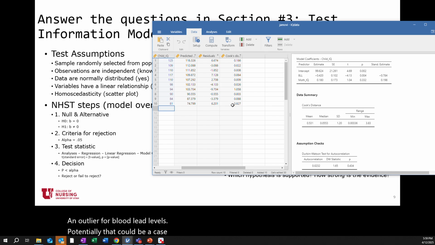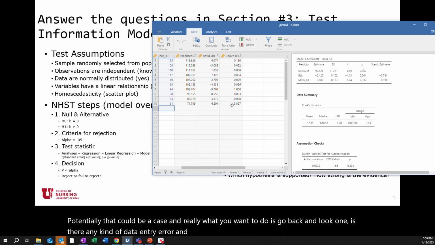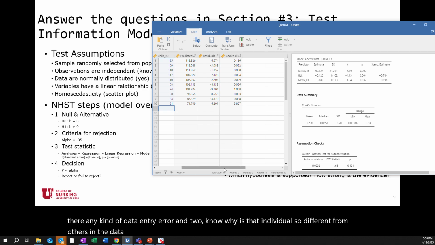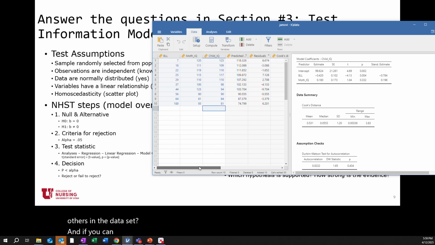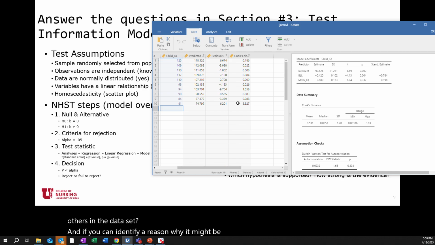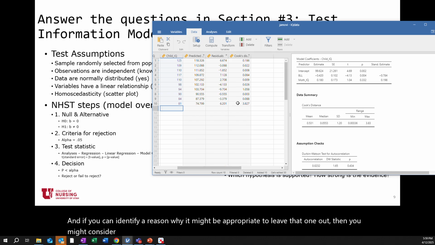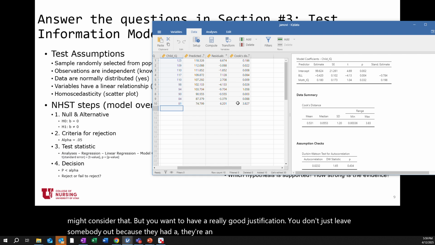And really what you want to do is go back and look, one, is there any kind of data entry error? And two, why is that individual so different from others in the data set? And if you can identify a reason why it might be appropriate to leave that one out, then you might consider that. But you want to have a really good justification. You don't just leave somebody out because they're an outlier. That's not a good enough reason.